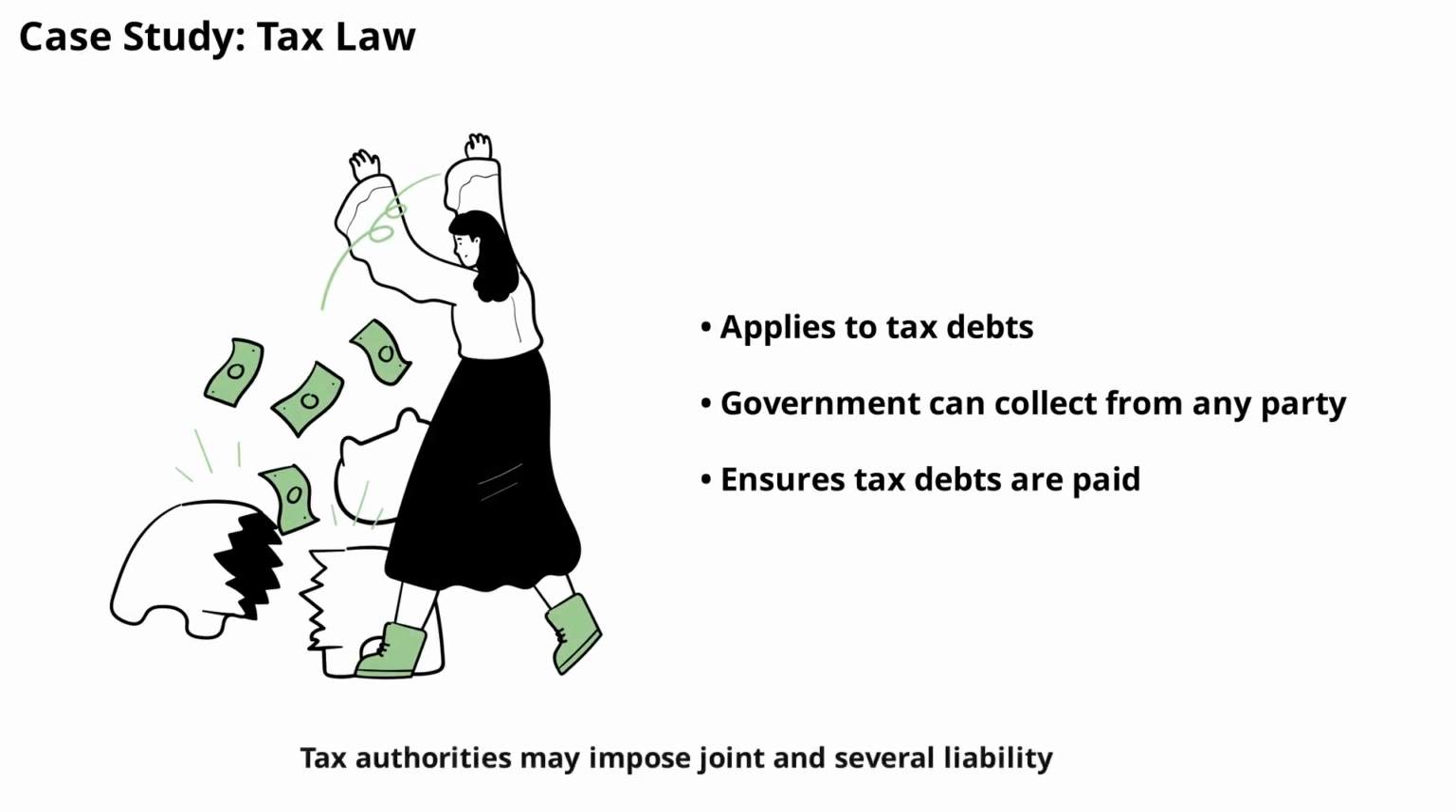Tax authorities may impose joint and several liability on spouses or business partners for unpaid taxes. This allows the government to collect the full amount from any responsible party, ensuring that tax debts are paid even if one party is unable to contribute.